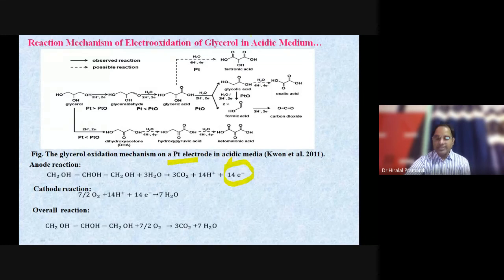Typically, if there is no poisoning or deactivation of the catalyst in between, then you can have 14 electrons. But it is not possible to have 14 electrons and complete the reaction. Always we have seen through our study that at an intermediate step the reaction gets stopped. Okay.